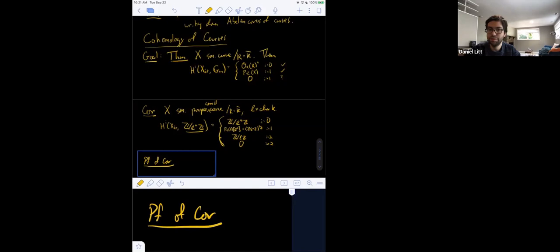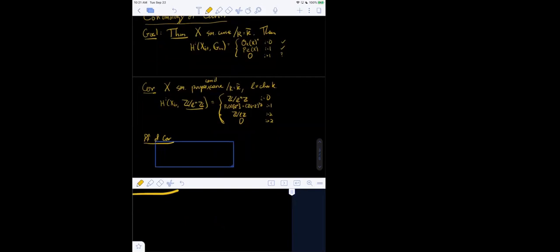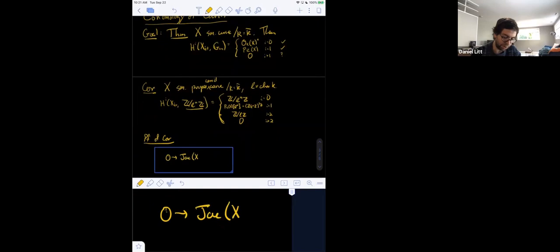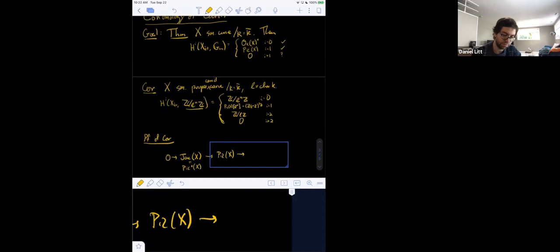Can anyone tell me what Pic of a curve looks like? Yes, the Jacobian. It starts with the Jacobian, which is the connected component of the identity in Pic. So this is Pic^0 of X, which maps to Pic of X. And what's the cokernel? A Néron-Severi group. Yes, in the case of a curve, that's Z. This is just the degree map. If this is not familiar to you, you should look at Hartshorne chapter 4 or somewhere else which discusses the cohomology of curves.